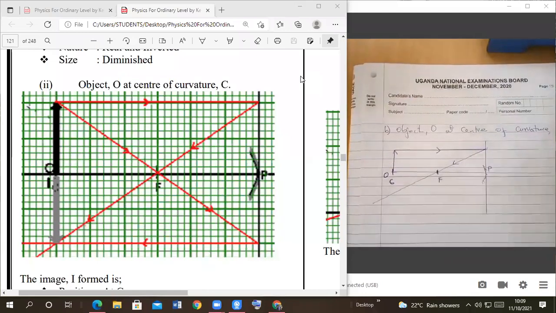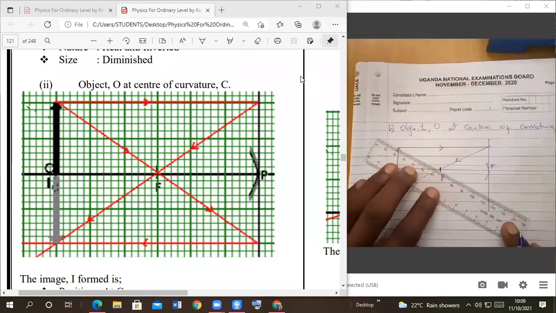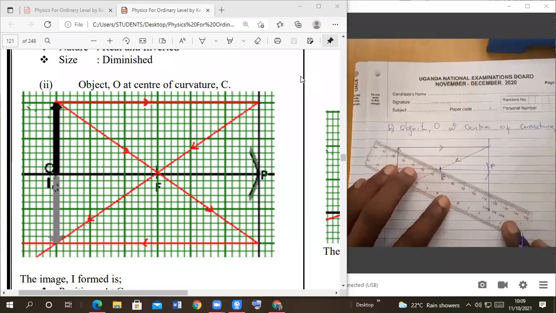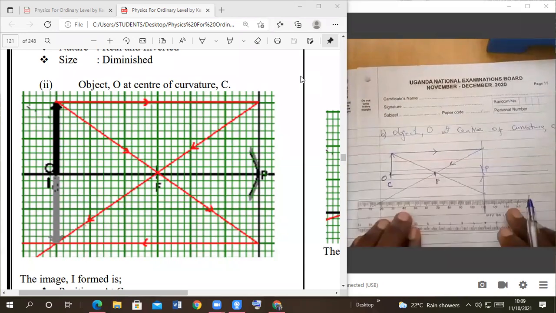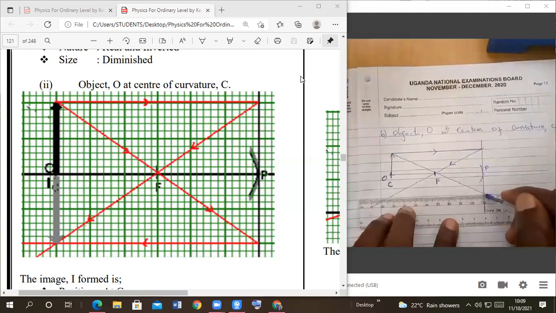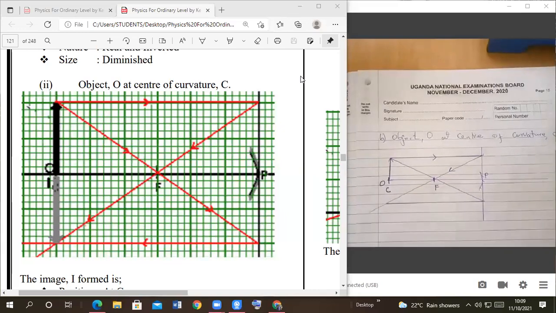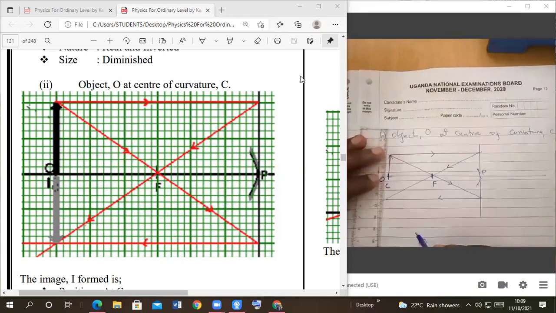Like this. Then a ray of light passing through the principal focus, sorry, passing through the focal point, is reflected parallel to the principal axis. So this is incident, this is reflected. You can see where the image is formed.